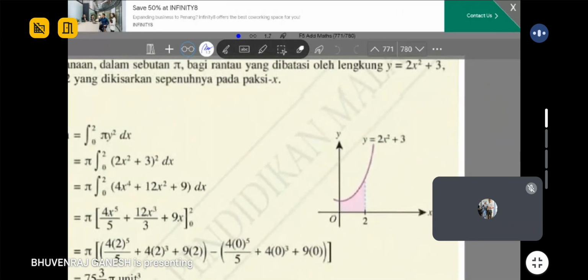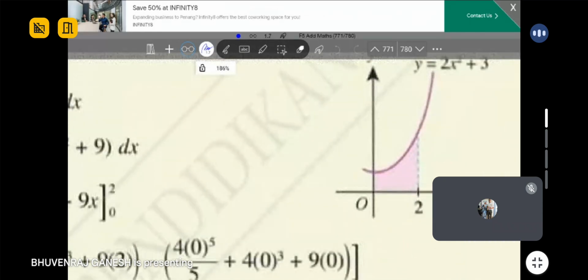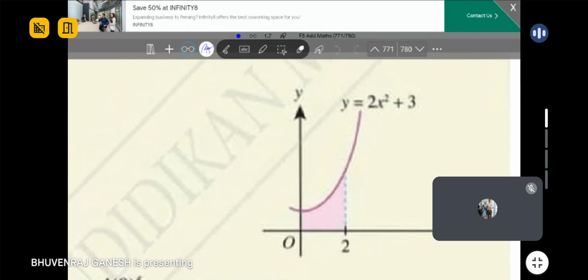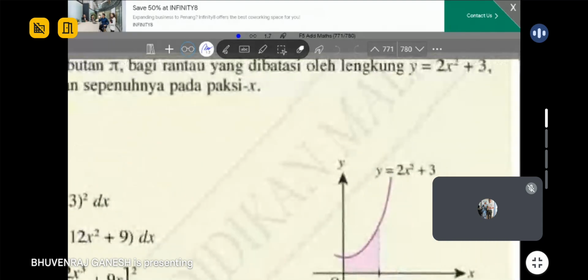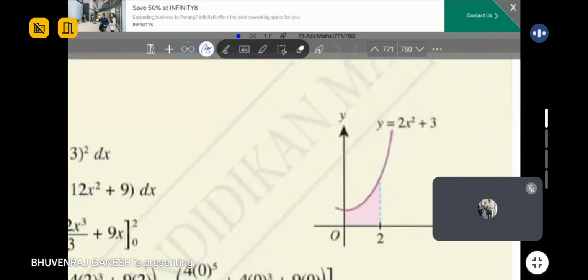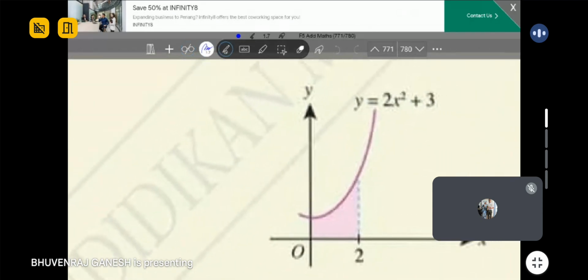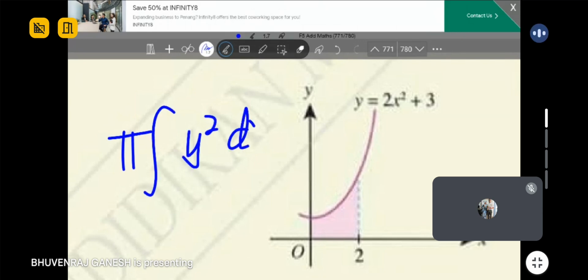Okay, so guys, check and see this question. They ask you to find the volume. Okay, isi padu, 360 degrees, if not mistaken. Okay, yes. Okay, guys. So what is the formula to find volume? Can anyone tell me? Apa formula rumus dia untuk cari isi padu? Pi limit x squared dx. Y squared dx. Okay, so this is the formula.